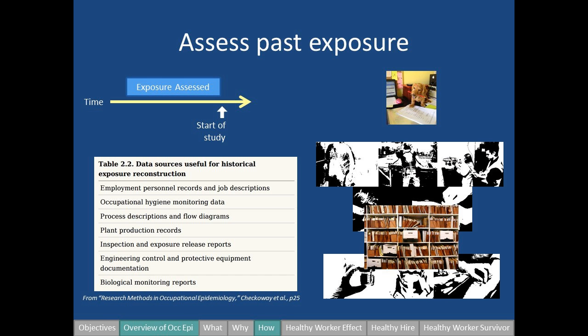Now, you can also assess past exposure. So here's the start of the study, but you're actually looking at exposure that occurred in the past. Now, a questionnaire is still suitable for that. You can ask about previous jobs, previous exposures, while workplace monitoring and biological monitoring may not be as helpful unless you have records. If you have records of these items, then they can be.